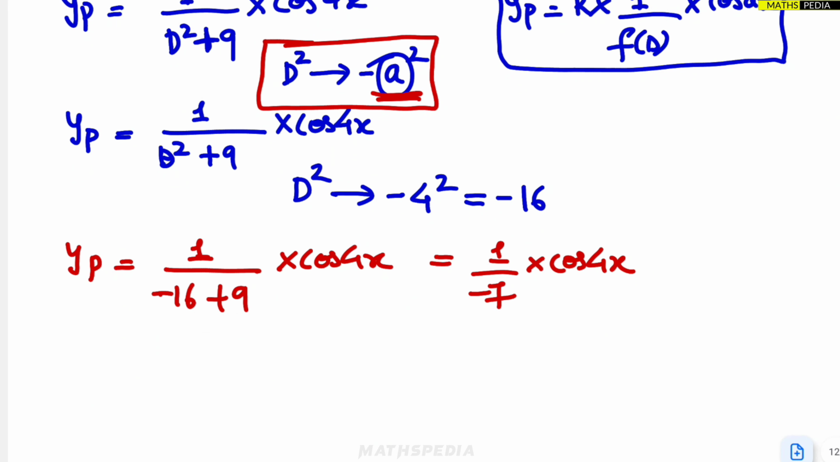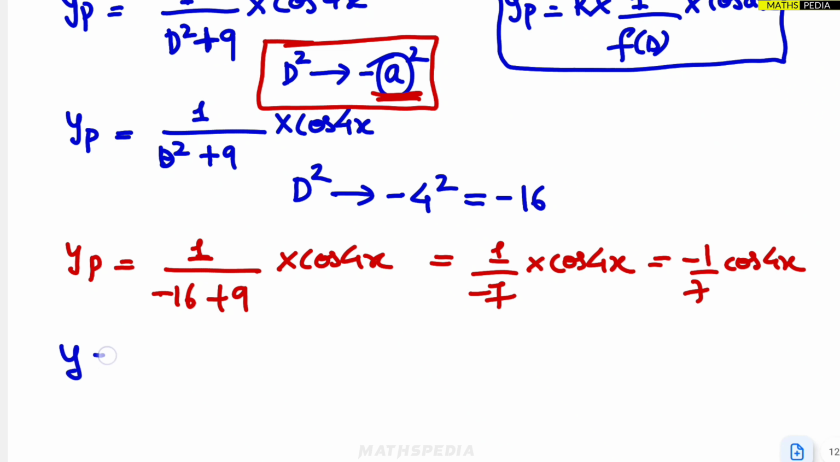See, we have got directly one number. If it is remaining, that type of problems also we will solve, what we have to do. But in this case, it is not there. So directly this is the answer. So you can write minus 1 by 7 into cos 4x. So this is the answer for yp. Directly you have to substitute and get the answer.